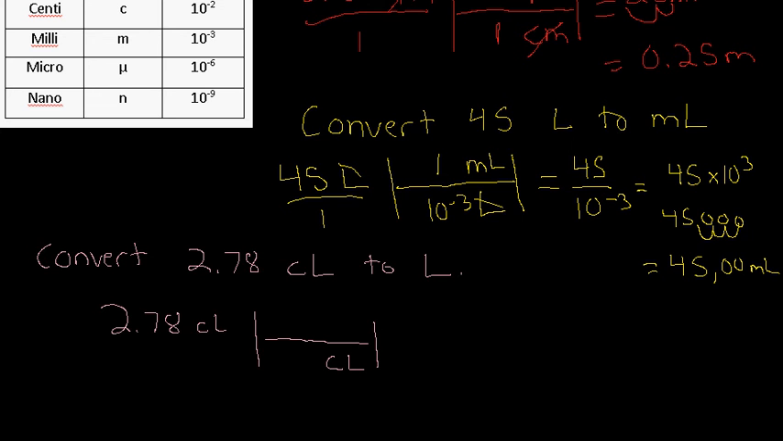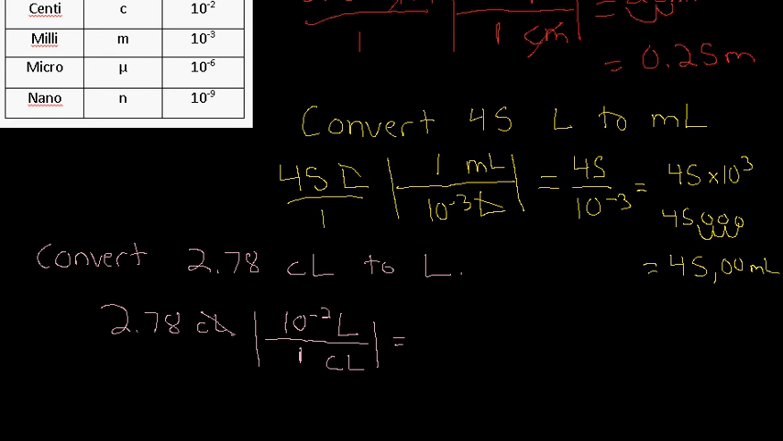I'm always looking for, what am I canceling? How am I going to make this disappear? And I'm going to put liters in the top. And I'm going to look back to my conversion factor for centi, which is 10 to the negative 2. Again, it goes with the base unit, not the one with the prefix. So 10 to the negative 2 liters per 1 centiliter.